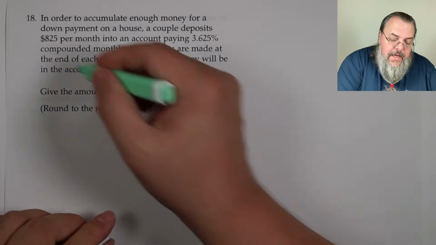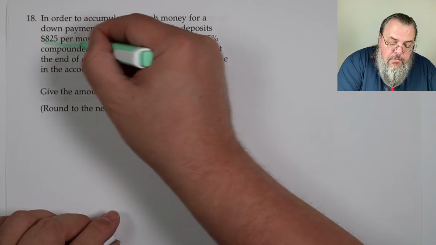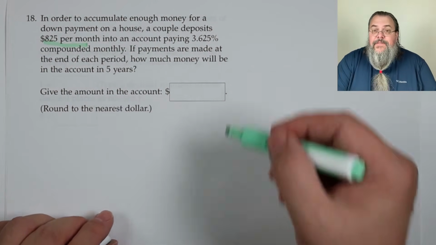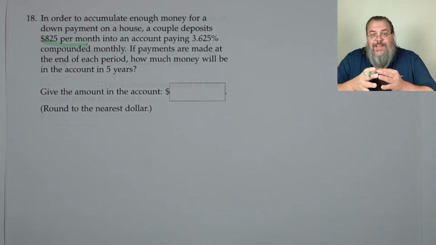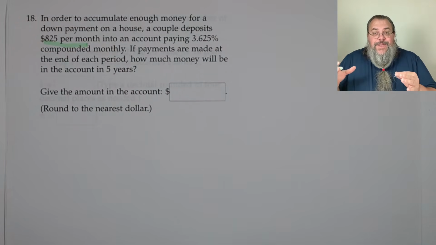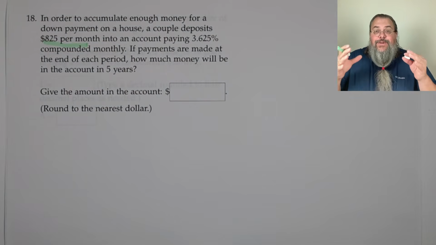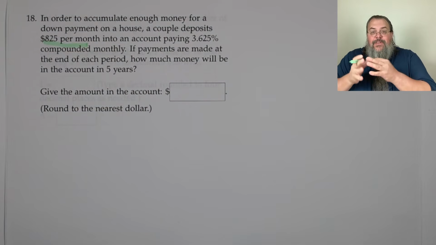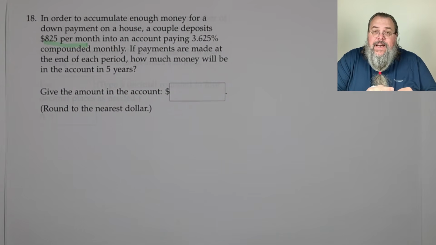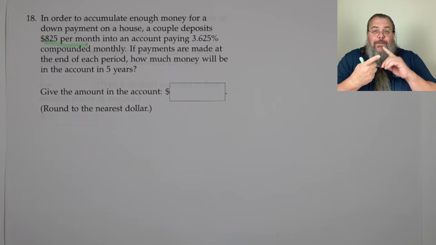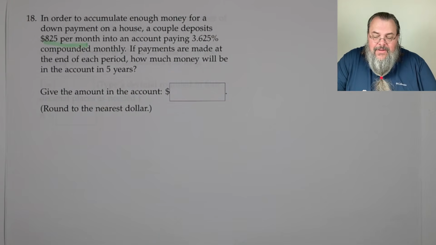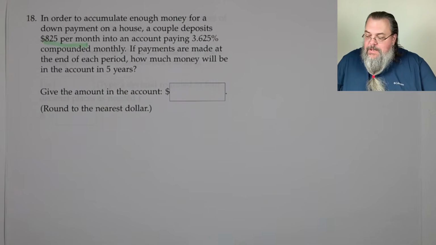They're putting in $825 per month, right? Payments are made at the end of each month. So it's not one payment, it's many payments. So where are we? We're in the annuities. The annuities is multiple payments over time. All right, now we have to start asking the question, are we talking future value or present value? That tells us which formula we need.